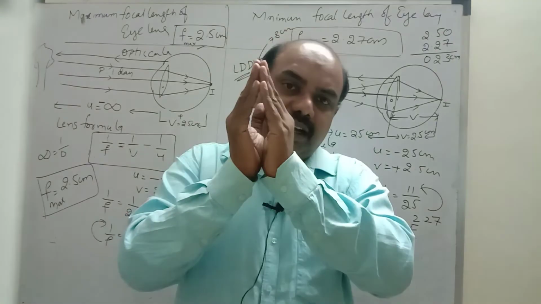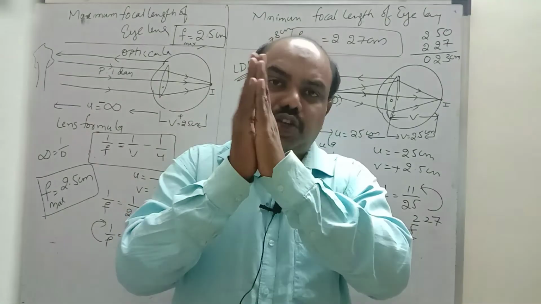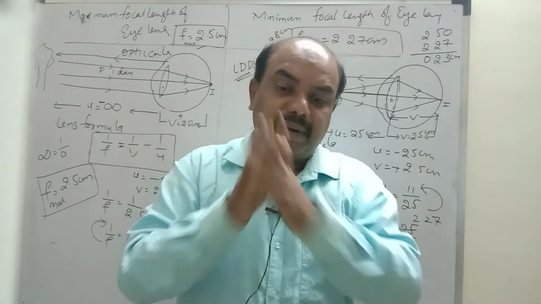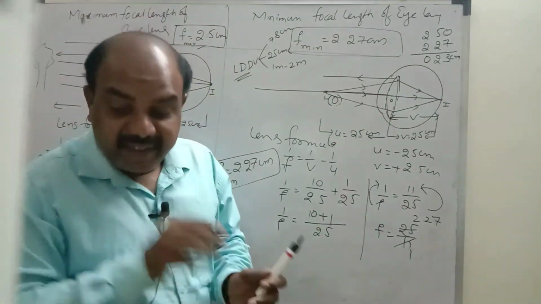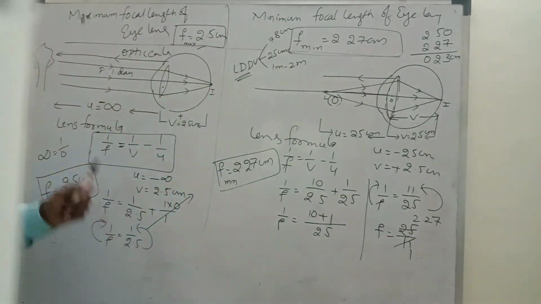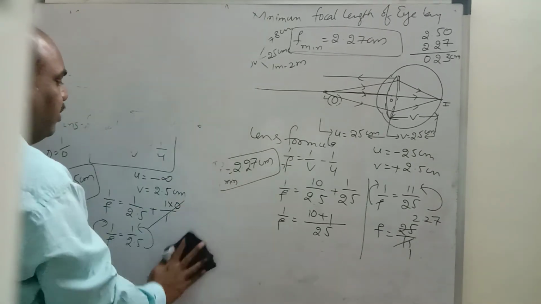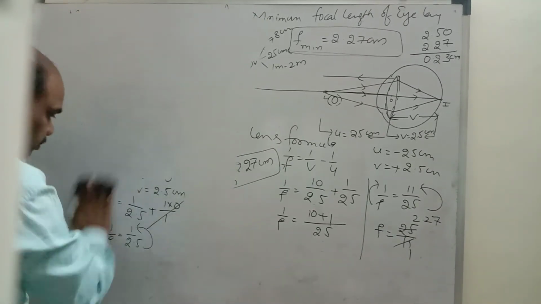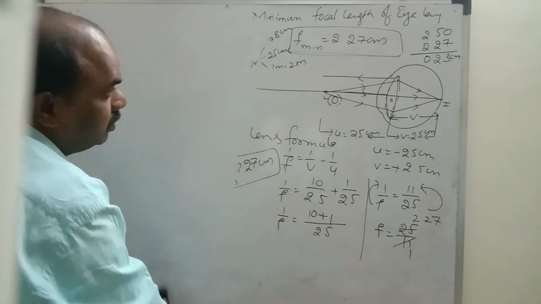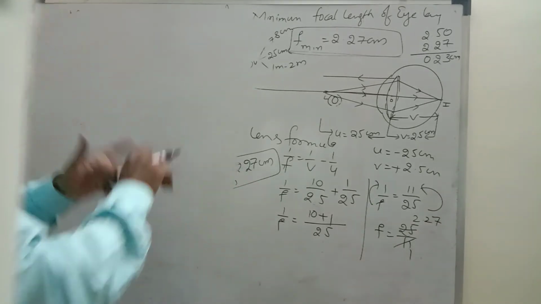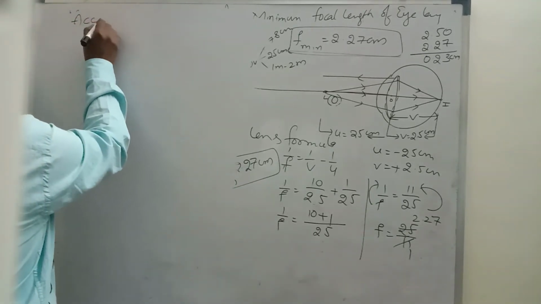This adjustment of the contraction and expansion of the eye lens is called nothing but accommodation of the eye lens. Very important. What is accommodation of the eye lens? The adjustment of the focal length of the eye lens. See here, accommodation.